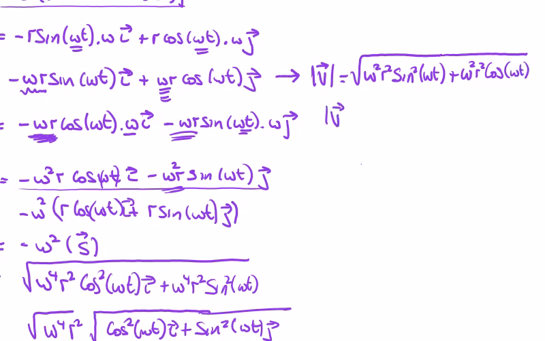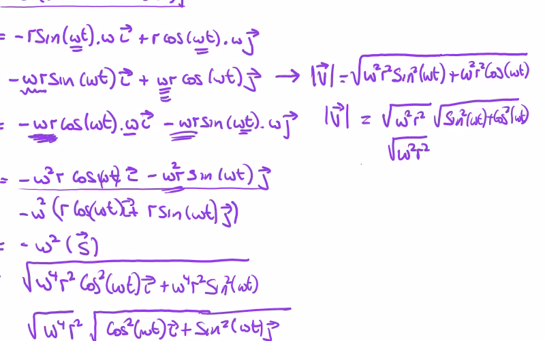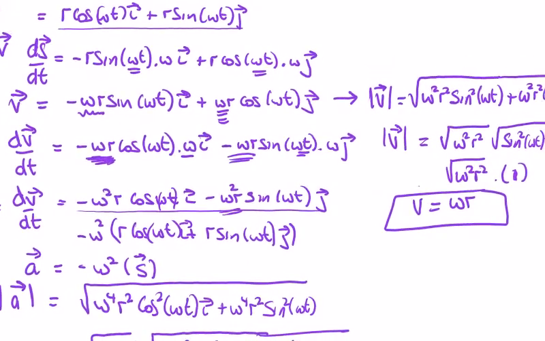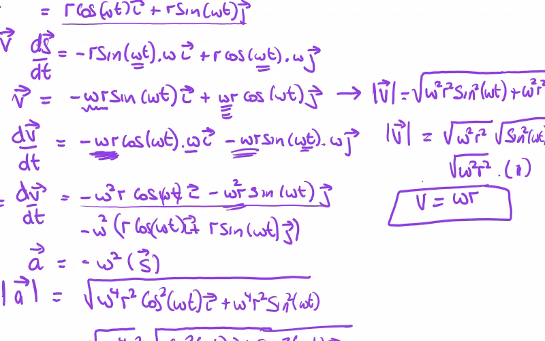The magnitude of this velocity is going to be equal to the square root of w squared r squared by the square root of sine squared plus cos squared, or cos squared plus sine squared. So this is the square root of w squared r squared times 1, which is equal to wr. My v is equal to wr. And these are the two proofs that are required in this chapter. So get practicing, nice and easy, but you do need to know your rules for differentiating sine wt and cos wt.